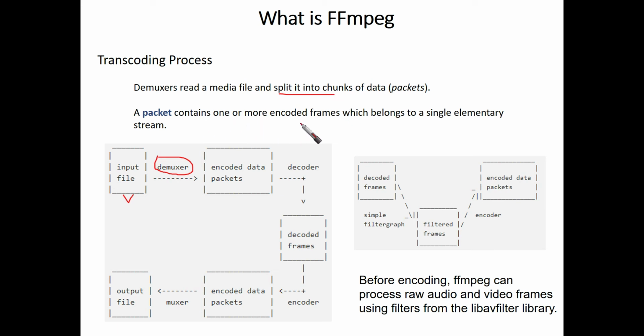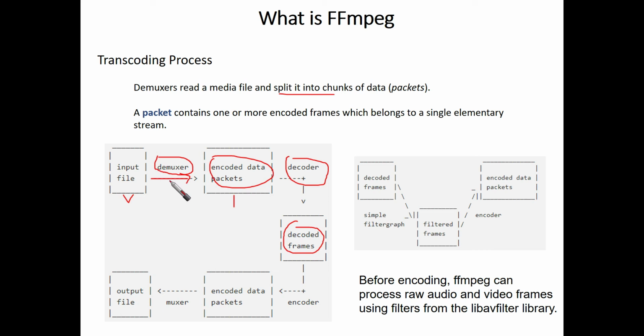Each packet contains one or more encoded frames, and belongs to a single elementary stream. So when this input file goes into the demuxer, we now have some data packets, and then these data packets go through the decoder. Now, this is only data packets, just the split input file. What the decoder does is remove all the headers and many other kinds of information, and then extract your raw media data. And then you have these decoded frames. That means these decoded frames are basically your raw data. Okay. So first, that is what the demuxer does.